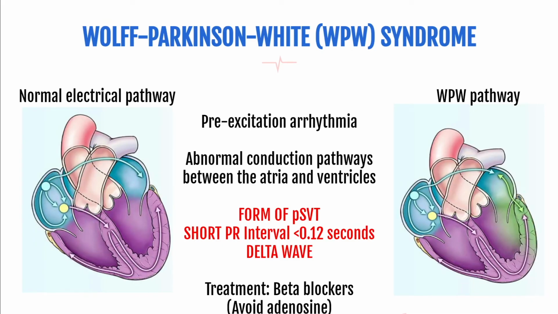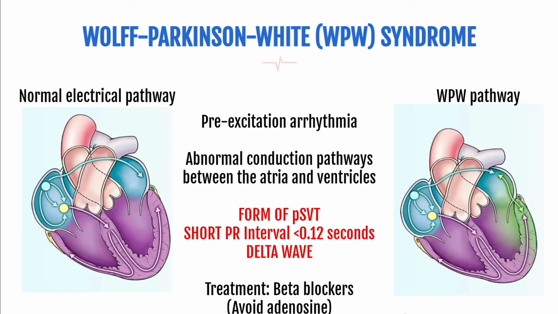So Wolff-Parkinson-White syndrome is a pre-excitation arrhythmia, and it is a congenital defect that creates this abnormal conduction pathway between the atria and the ventricles. In a normal heart, like we see on the left side here, we have our SA node, which tells the atria to contract. Then we go to the AV node, which slows down that impulse and brings it to the ventricle, causing ventricular contraction, and your heart is happy.